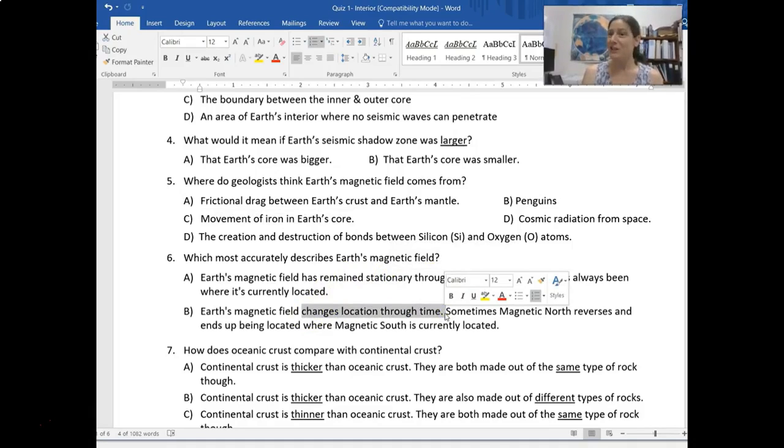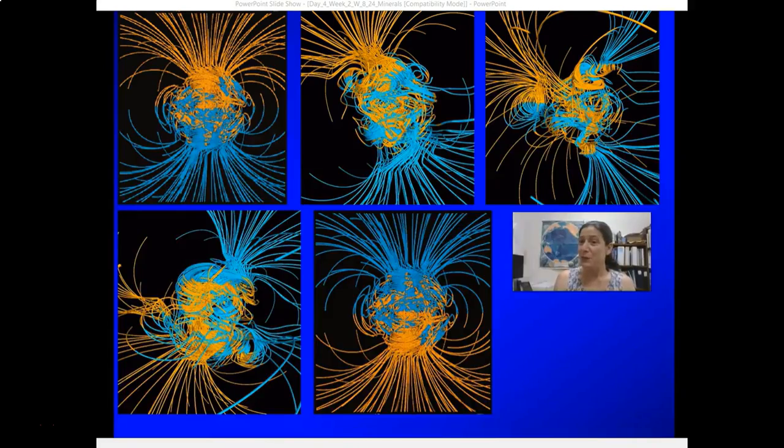It changes locations through time. So the answer was B. So we talked about those magnetic reversals that were happening. Right, so this was that computer simulation that geophysicists did where they modeled the Earth and then just let it run, right? We're talking about how the liquid in that outer core can reverse directions, and that would cause the magnetic field to reverse, and we can see evidence of that here.